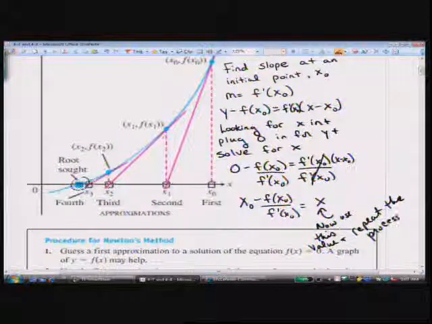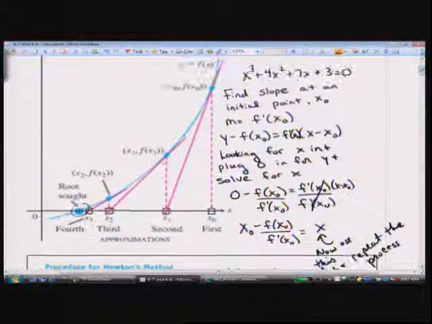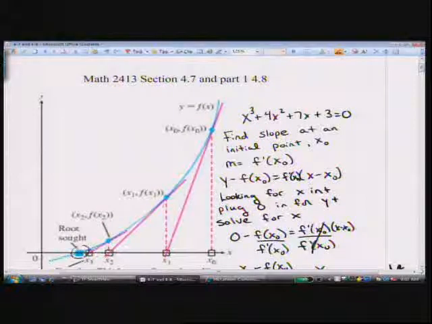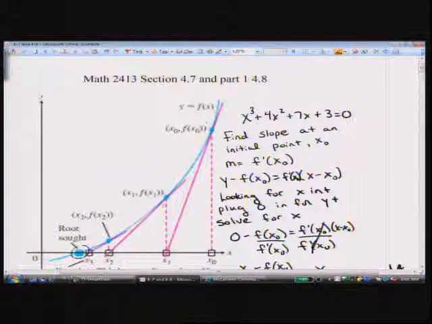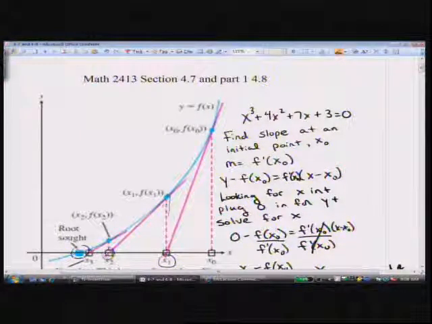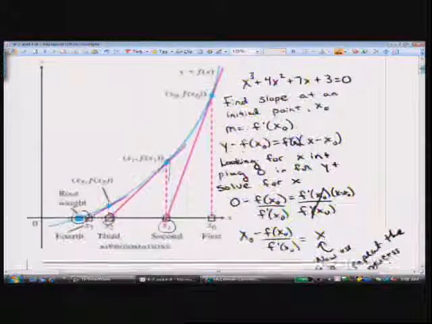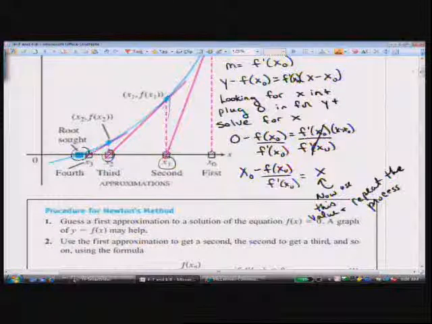Okay, so let me see if I can emphasize this. We picked x naught, our first point, and we came in here and we found the equation of the tangent line, and we found where that tangent line crosses the x-axis. We used this new x-coordinate, which is the x-intercept of the tangent line, to go back up to the original function and find an equation of the tangent line at that point and see where it crosses the x-axis. And then we'll do it again until we get close enough, as close as we want, to the 0 for the function.